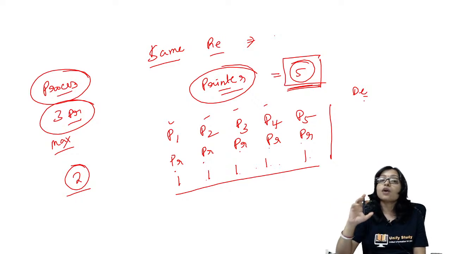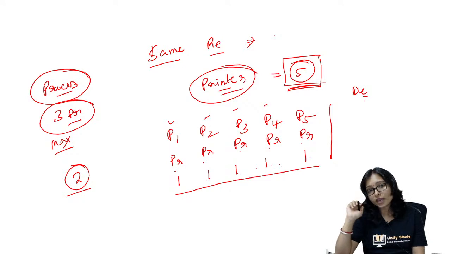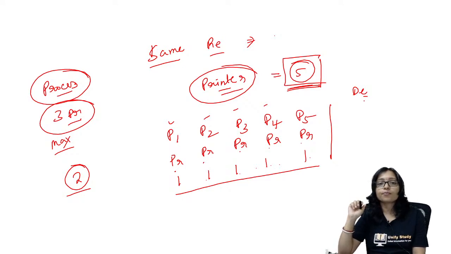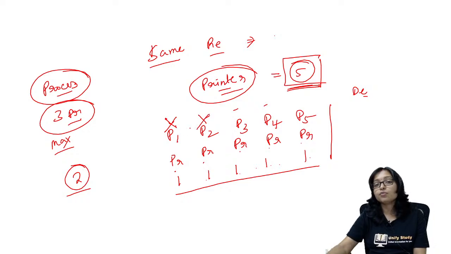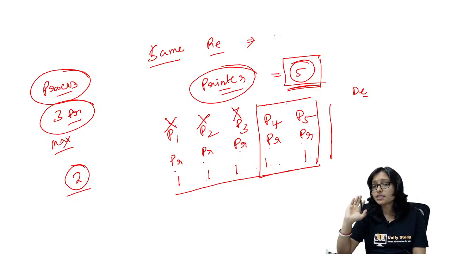Now in this situation there are 2 possible ways. What are the 2 ways? The first way is that I remove some processes. If I remove 3 processes and only 2 processes remain here, this is one situation.